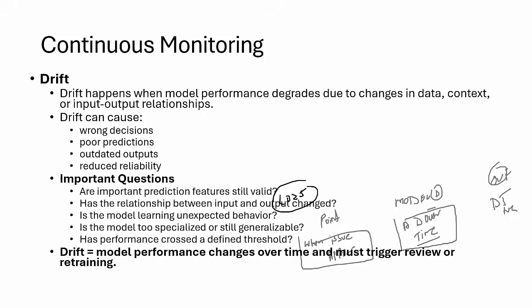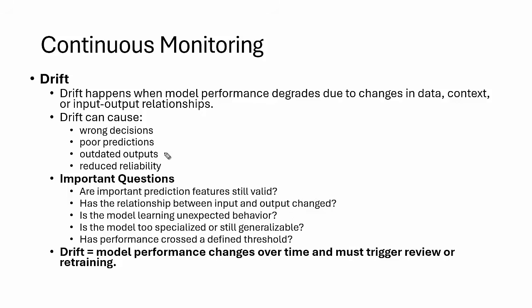So the important question here is what we have to address. We have to look: is the prediction still valid? Has the relationship between the input and output changed? Is the model learning unexpected behavior? Is the model too specialized or still generalized? Or has its performance crossed the defined threshold? So model performance changes over time, and continuous monitoring answers that particular issue.